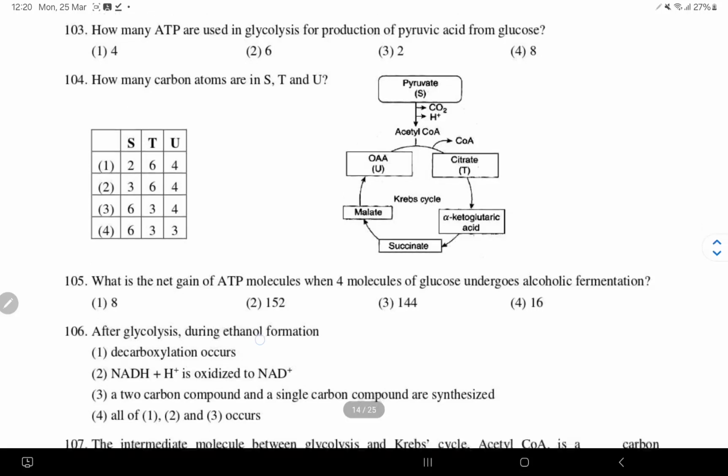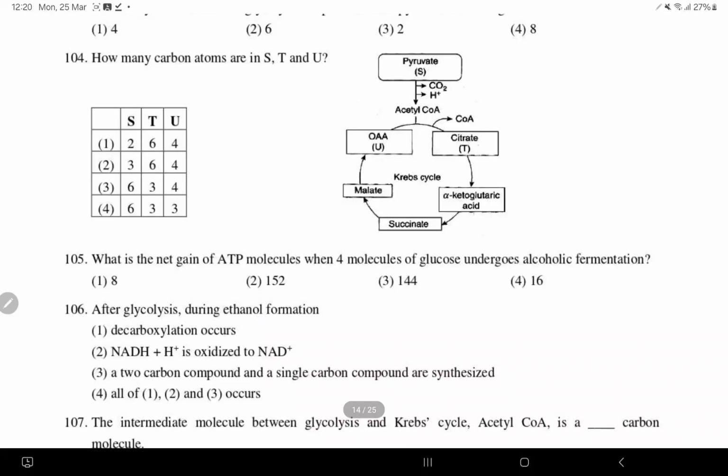Option 3. How many carbon atoms are there in this entire thing? Pyruvate is 3 carbon. Yes, option 2. And citrate is 6 carbon. Yes, option 2 is still matching. And oxaloacetic acid is 4 carbon. So option 2 is correct.